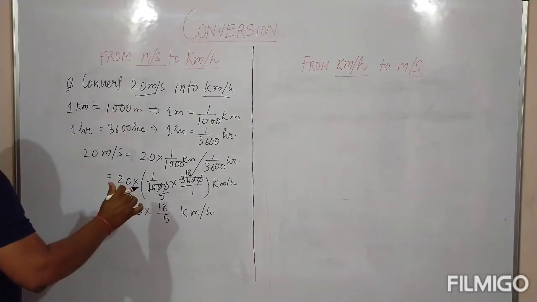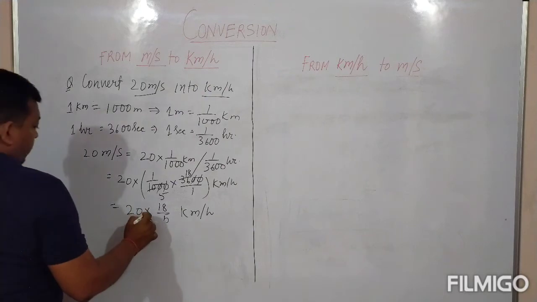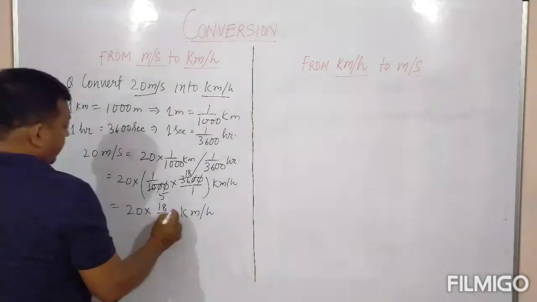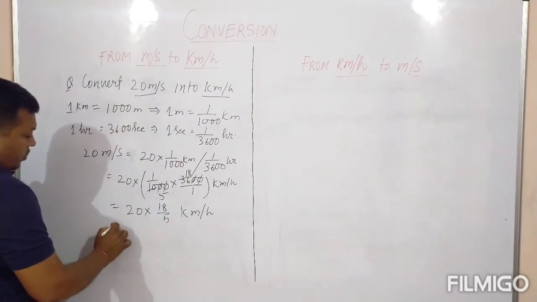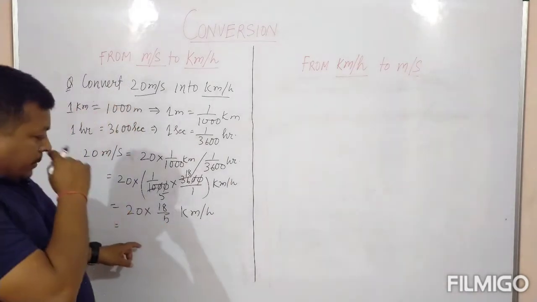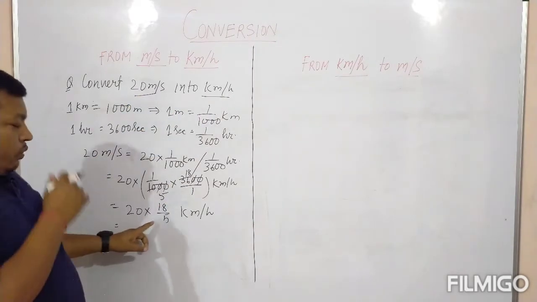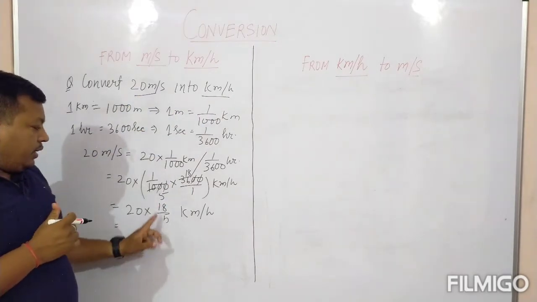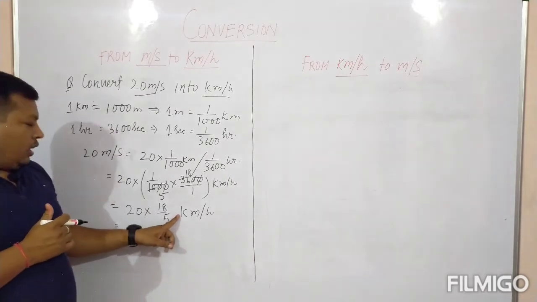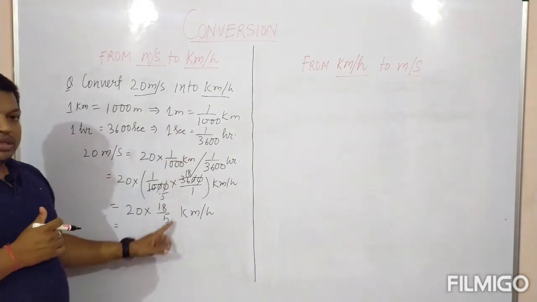What we have got is that 20 is multiplied by the factor 18 over 5. Means for converting meter per second into kilometer per hour, we will multiply the given number by 18 by 5. And this is the explanation of where this 18 by 5 came from.